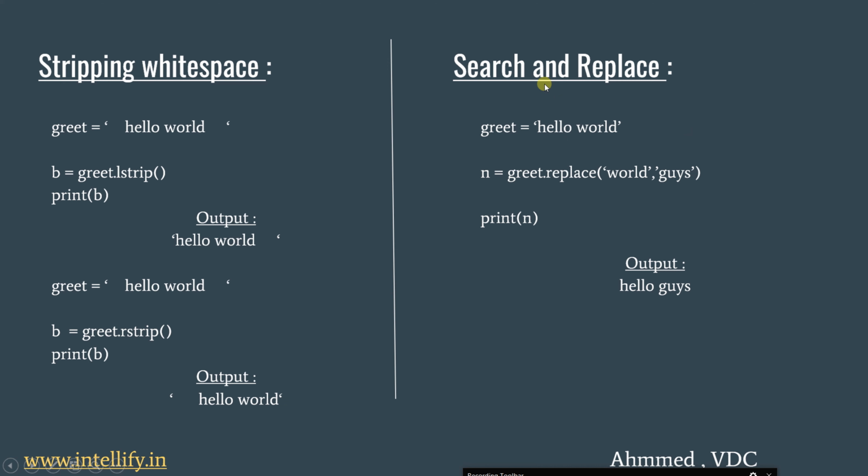Okay, and another method is search and replace. This is the example of the replace method. The replace method is used to replace a word with guys. Here the output gives like this.